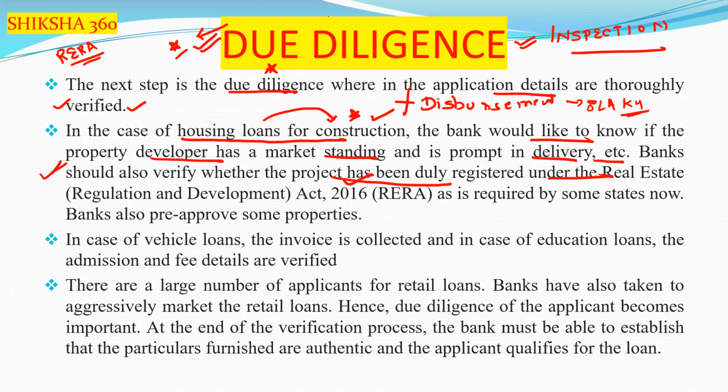Next, second one here: in the case of vehicle loans. Some have the habit of collecting the invoice from the customer, and the payment details. Like, we do the payment through NEFT or RTGS, so we have to take the receipt of that from the customer, which the customer will get from the agency, with the payment details.